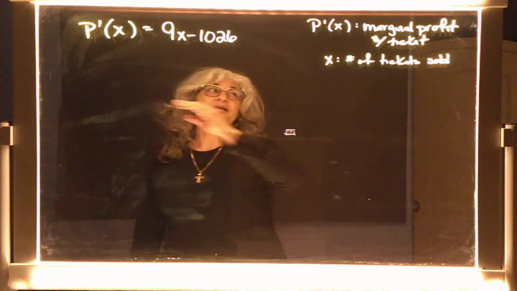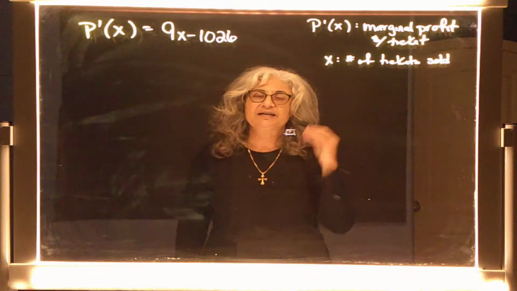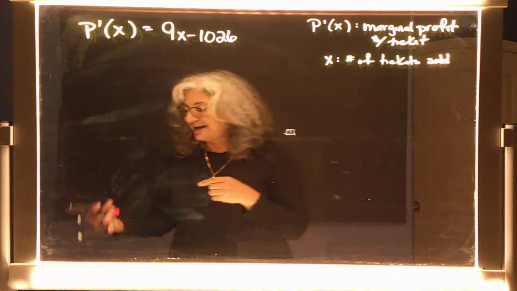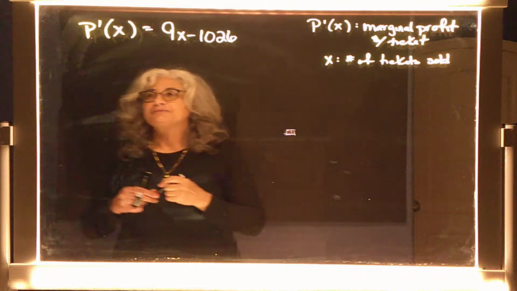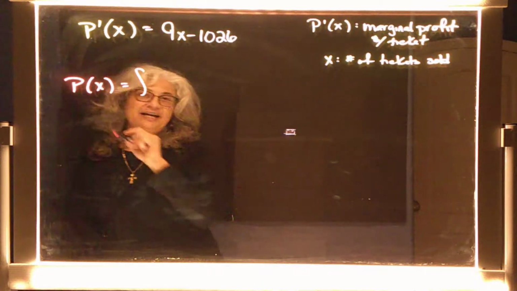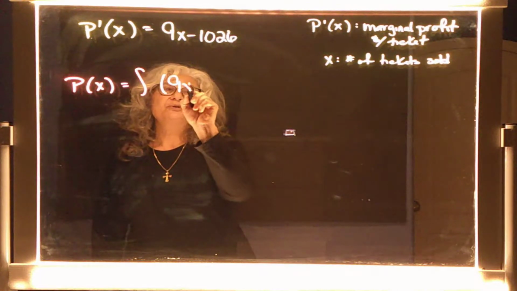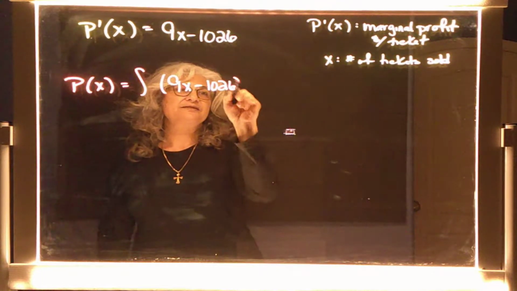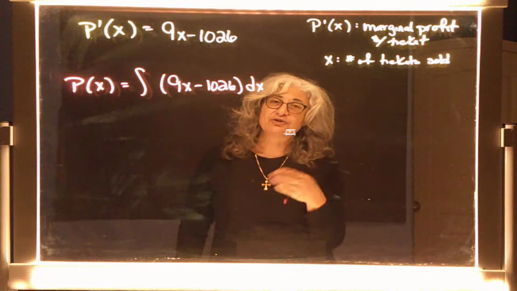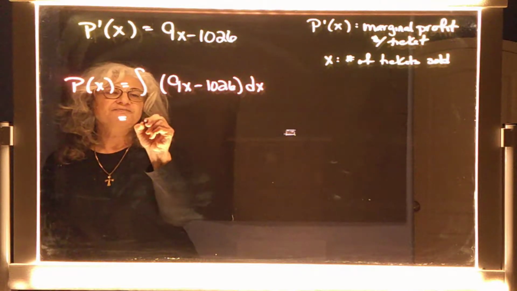Well, if P prime is the rate of change of the profit, the marginal profit, then how do I find the actual total profit? Yeah, I have to take the antiderivative. So, to find the actual profit, I'm going to take the antiderivative of the rate of change of the profit. So 9x minus 1026 with respect to x. Okay, so I'm expecting you're very good with taking the antiderivatives of functions like this. Let's see if you follow along.